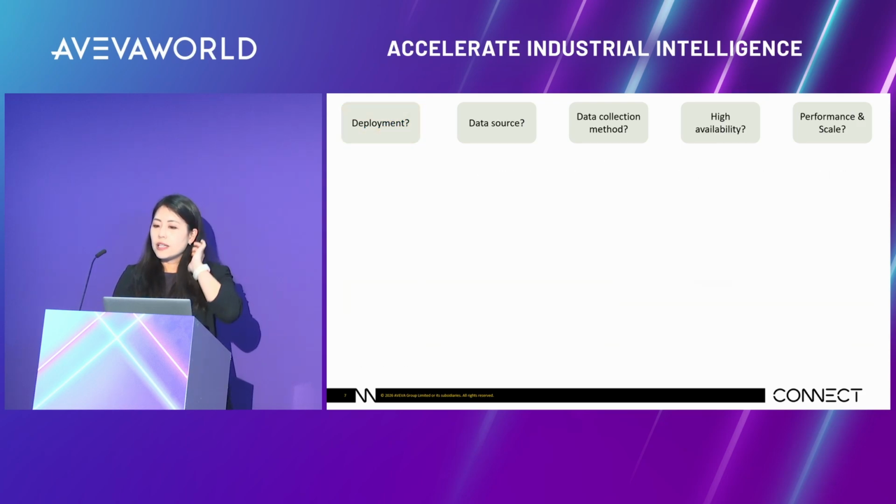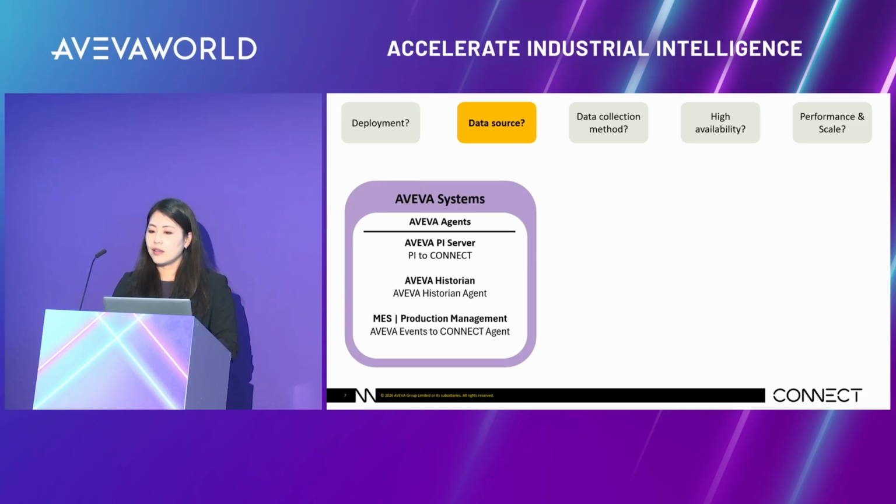So let's say the environment you're working with isn't the issue, maybe just knowing what you can connect to for your data sources. This is probably the most common question we get asked, since there are so many different protocols out there that customers are using, a lot of different sources are popping up. So to start off with the simplest scenario, I'll look at the AVEVA systems that we have available right now. As mentioned, we have AVEVA agents that will allow you to connect to our AVEVA systems to collect that data and send it up to Connect.